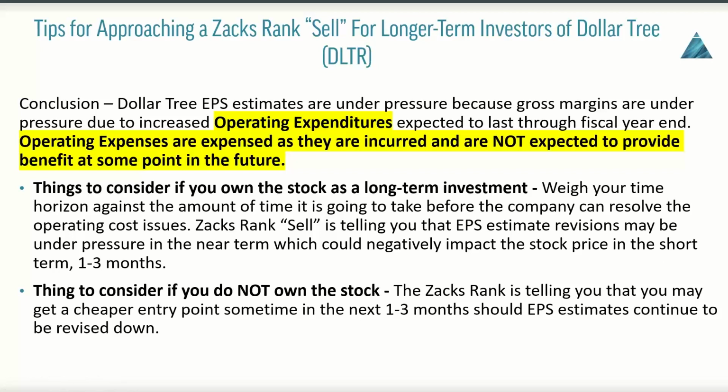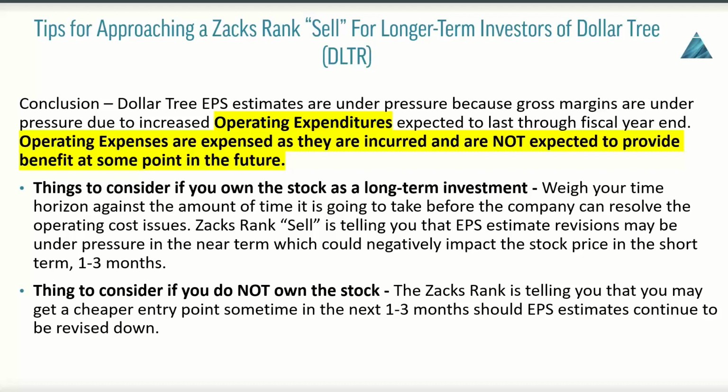Again, tips for approaching a Zacks Rank sell for longer-term investors of Dollar Tree, right? And interestingly enough, if you didn't catch this, Dollar Tree is a member of the earnings certain portfolio, right? So this is of obviously particular interest to me. Dollar Tree's EPS estimates are under pressure because gross margins are under pressure due to increased operating expenditures, right? These are only expected to last through fiscal year end, right? These expenses are expensed as they are incurred, and they are not expected to provide benefit at some point in the future. So these are totally different than capital expenditures, okay?